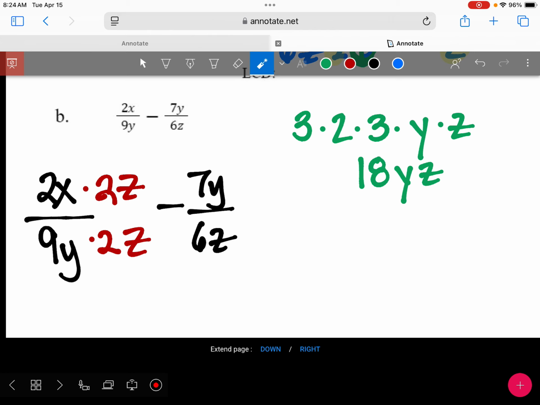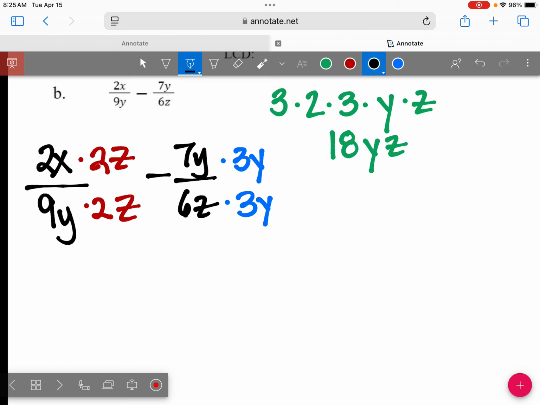What am I multiplying by 6? If you're not sure, look at your multiplication chart. Look in the 6's. How far down do I have to go to get to 18? Yep, 3. So I have to multiply this one by 3. Now, this second fraction has a z. But what doesn't that fraction have? What letter? A y. So I have to multiply this one top and bottom by y.